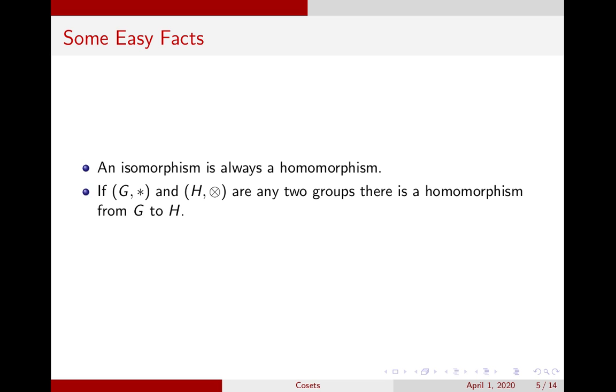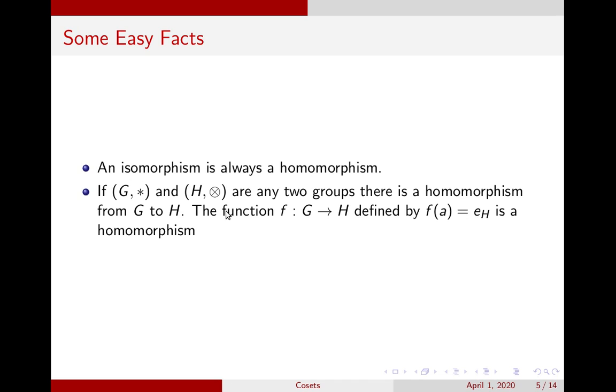Okay, a couple of easy facts. First of all, an isomorphism is always a homomorphism, right? An isomorphism fulfills the requirements for being a homomorphism and more: it has to be one-to-one and onto. Second easy fact: if you have any two groups, G star and H circle times, there is a homomorphism from the first group to the second. It's the function defined by f of a equals the identity in H. So f is the function that takes every element of the group G and matches it with the identity of the group H. This is a homomorphism, usually called the trivial homomorphism.